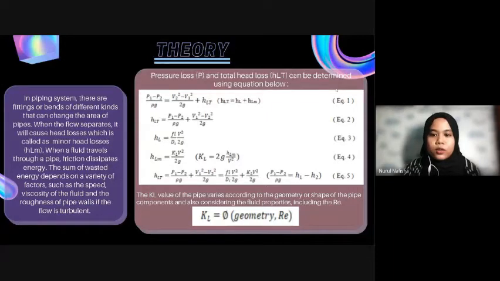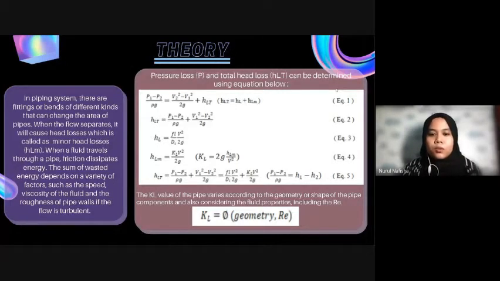When a fluid travels through a pipe, friction will dissipate energy. The amount of wasted energy depends on a variety of factors such as speed, viscosity of the fluid, and also the roughness of the pipe walls if the flow is turbulent. So friction losses will cause the pressure to decrease over the length of the pipe and thus increase the amount of power that a pump must provide to sustain the flow through the pipe.